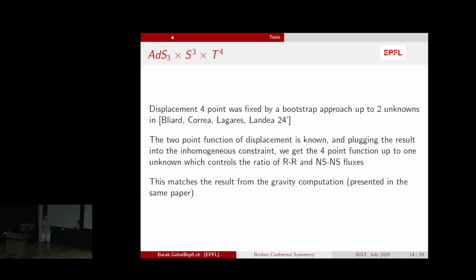So in a sense, it completes this bootstrap approach. The other coefficient you shouldn't expect to fix because it should be essentially the ratio of RR and NS flux, maybe renormalized in some way that you will not be able to fix.